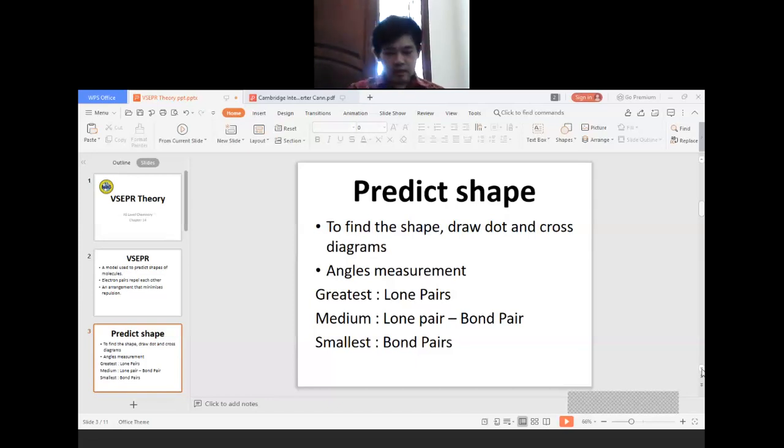There is repulsion between the lone pairs. Lone pair and lone pair will repel the most, then lone pair with bond pair will repel at the medium angle, and the least is between bond pair and bond pair. What is the meaning of bond pair? If you draw dot and cross, one cross with one dot is called a bond pair. Lone pair is cross with cross, or dot with dot.